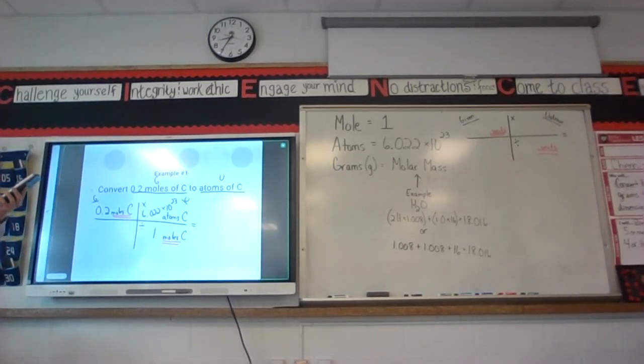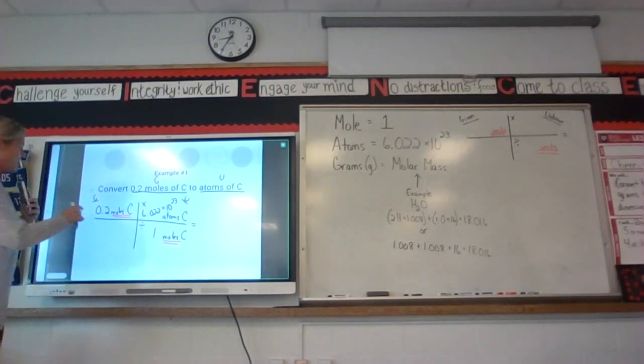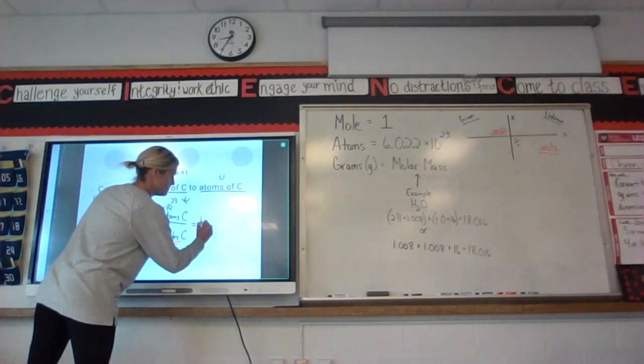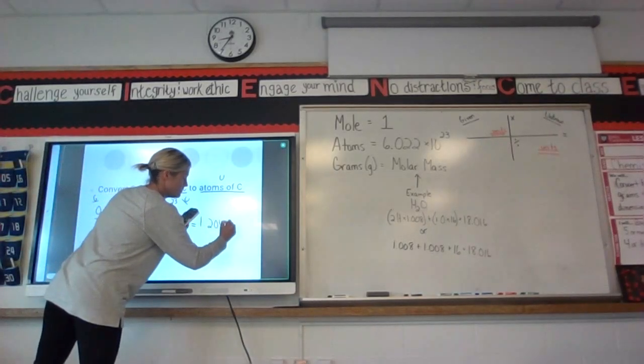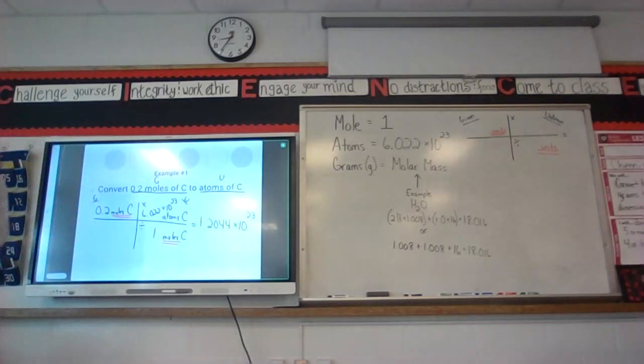Divide by 1. So this times this divided by 1. It gave me a bunch of numbers: 1.2044 times 10 to the 23rd. Did y'all get that?